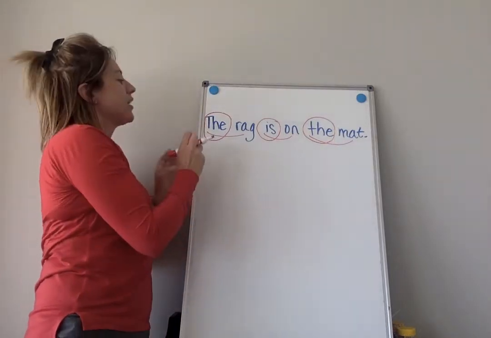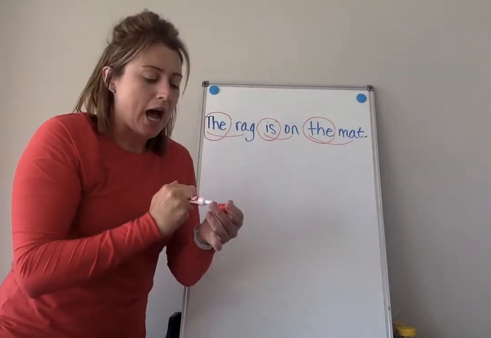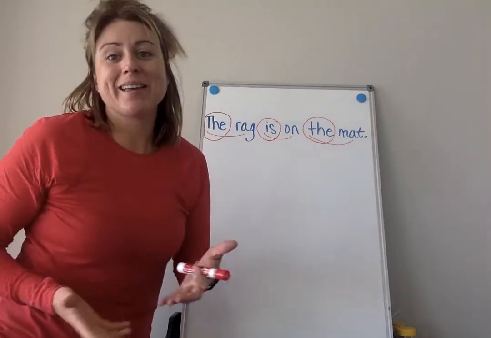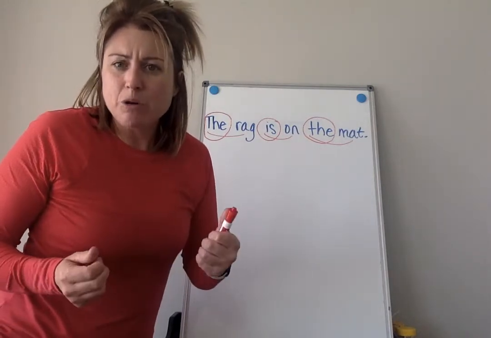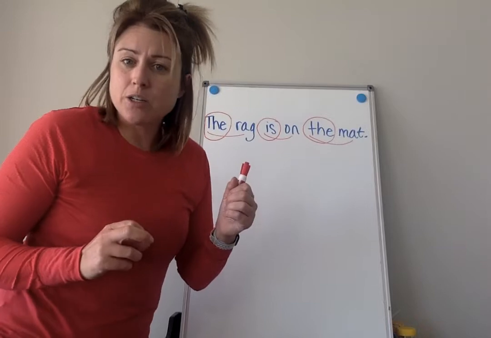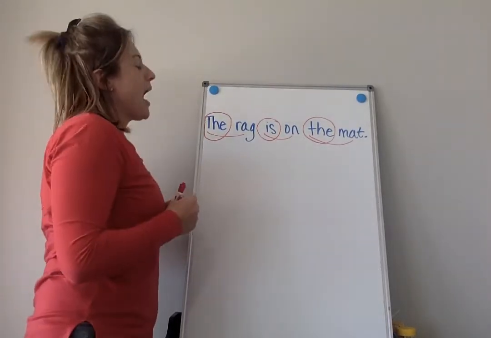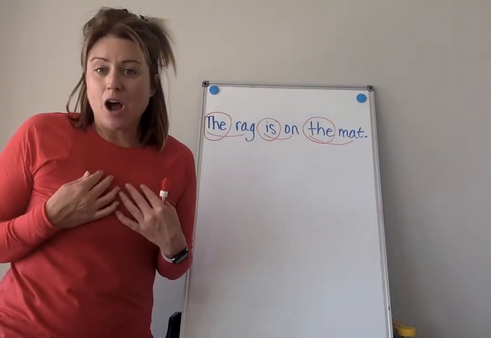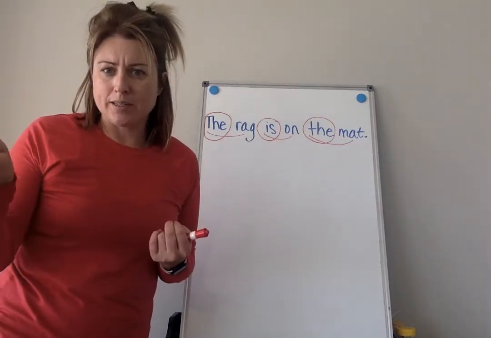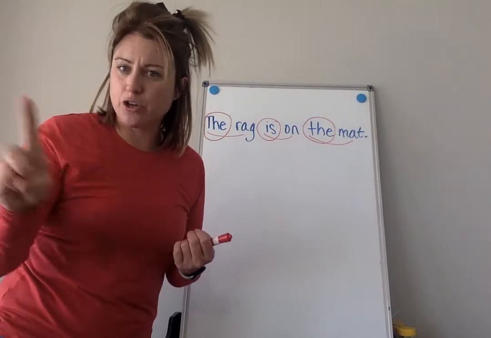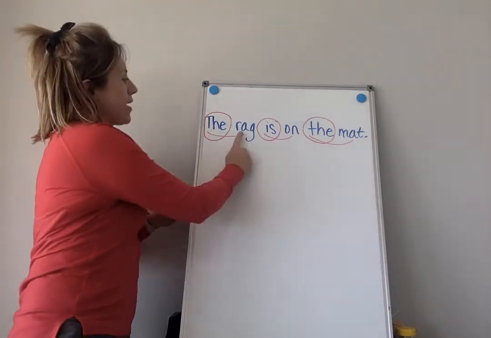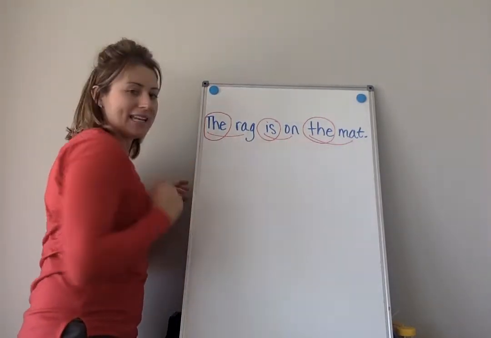Okay? And scooping is really important to do when you have a book that's easy to read. If you get to a point in a book or a sentence that it's really hard to read, get that pointer finger back out and point to each single word. That's what I do when I'm reading hard books, I point to the words. Okay? If it's an easier part, I just scoop them. So the rag is on the mat.